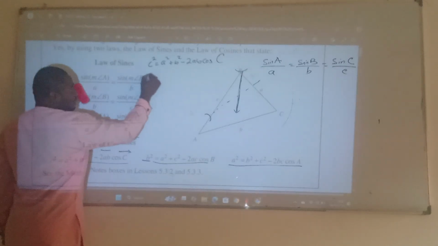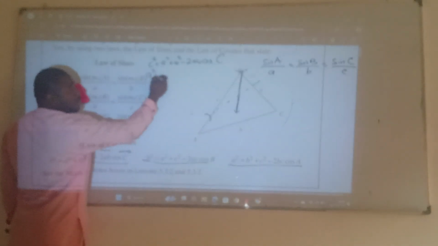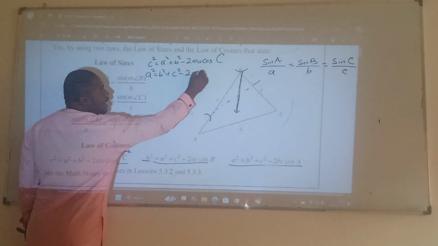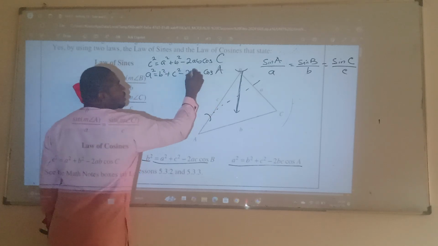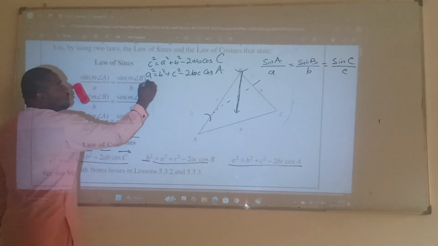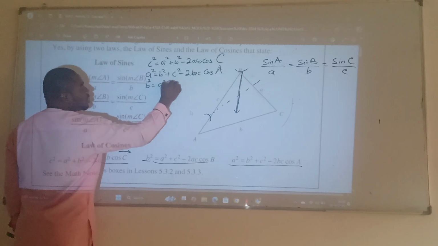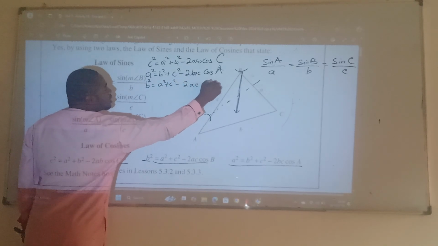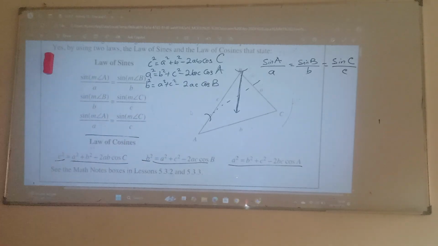Yes. If I'm looking for A squared, it's going to be B squared plus C squared minus 2BC cos A. While if I'm looking for side B, it is going to be A squared plus C squared minus 2AC cos capital letter B. Fantastic. So if that's the case, let's jump straight to some examples.